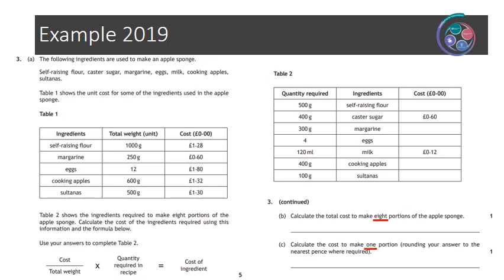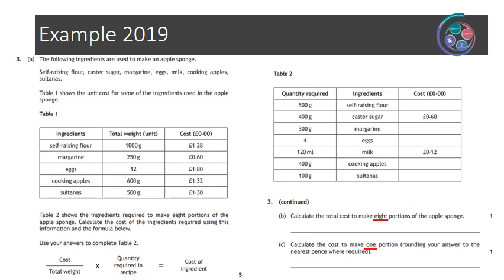So table 1, for 1000 grams of self-raising flour it would be £1.28. For 250 grams of margarine it's 60 pence. For 12 eggs, £1.80. 600 grams of cooking apples is £1.32, and 500 grams of sultanas is £1.30. Table 2 shows the ingredients required to make 8 portions of the apple sponge. Calculate the cost of the ingredients required using the information and the formula below.